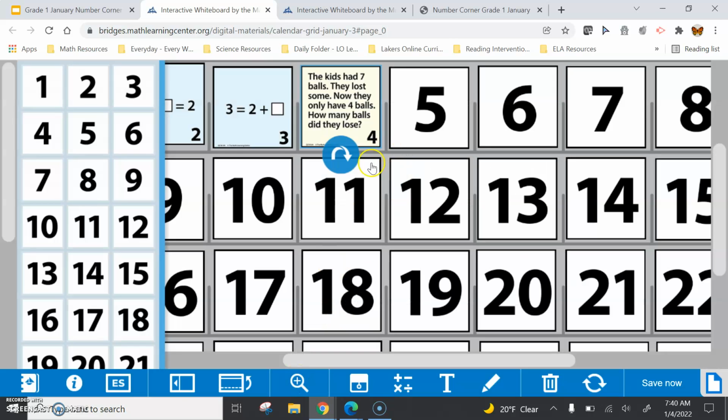Wow, that's a story problem. It says the kids had 7 balls. They lost some. Now they only have 4 balls. How many balls did they lose? Are you thinking what I'm thinking? We can create an equation for this story problem.